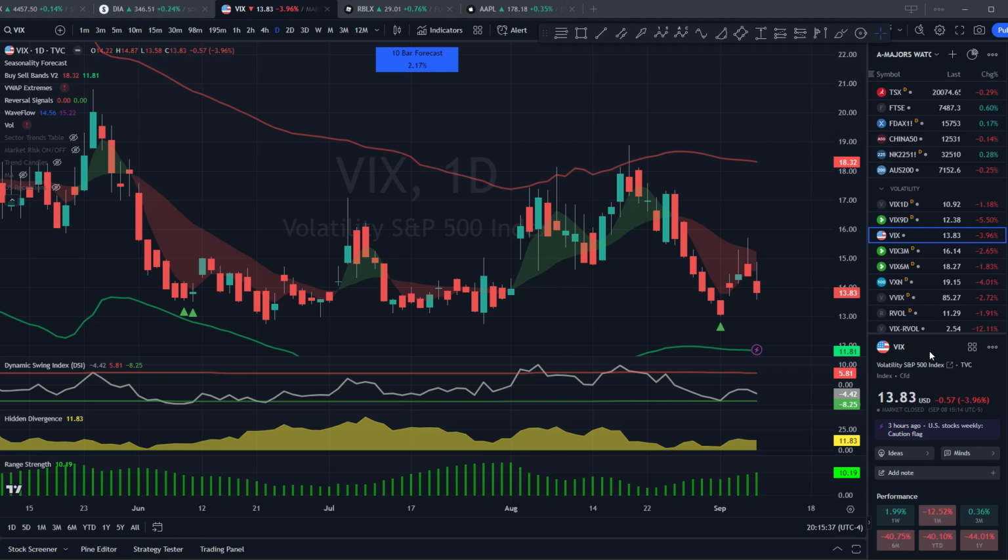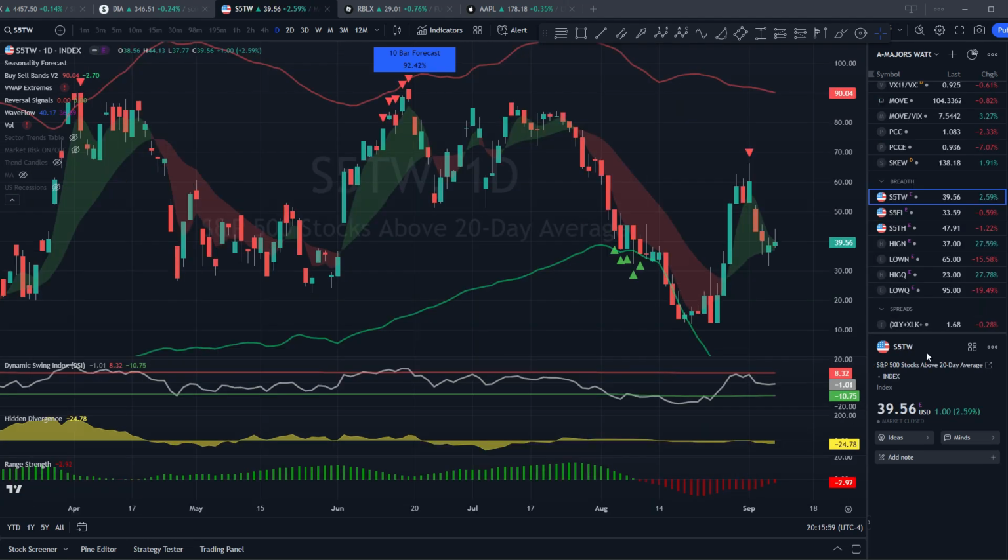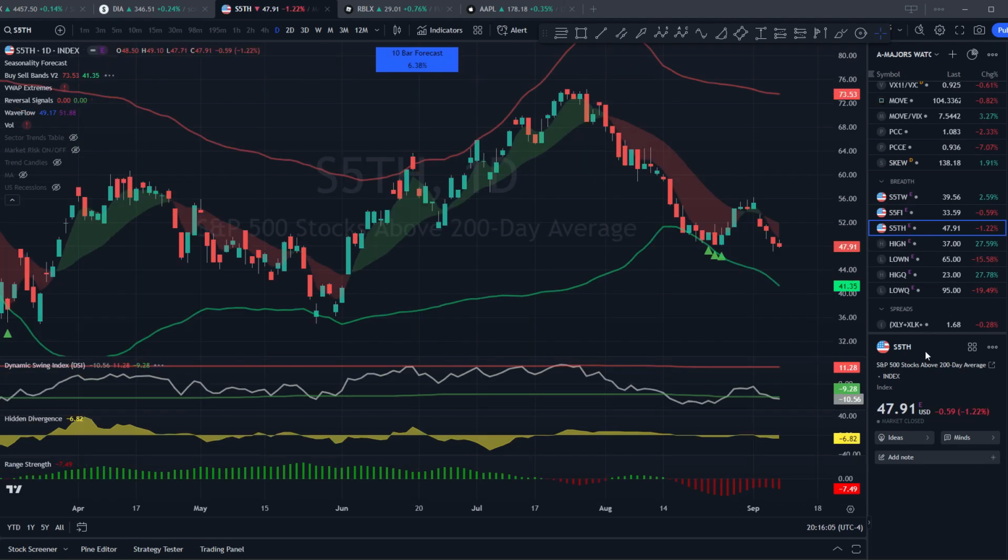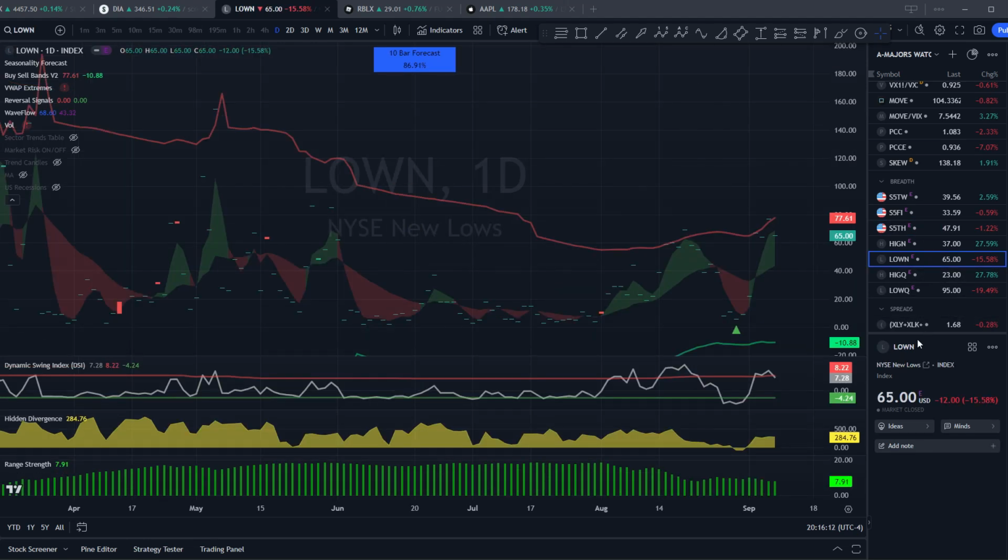And another typical Friday in the VIX market, finishing lower here, now on a 13 handle. And there's a look at breadth in the market: 39% of stocks above their 20-day average, but we now have the majority of stocks below their long-term 200-day average, and more signs of deteriorating breadth in stocks making new lows versus new highs.